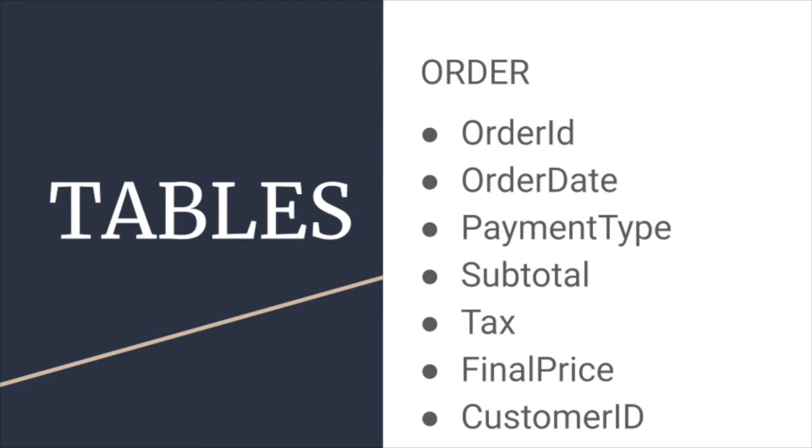And the last table that we created for our database was an order table. This one has a little bit more information in it. It has an order ID, order date, payment type, such as whether customers are paying with a credit card or check, something like that, subtotal, tax, final price, and also the customer ID would be included in the order table.